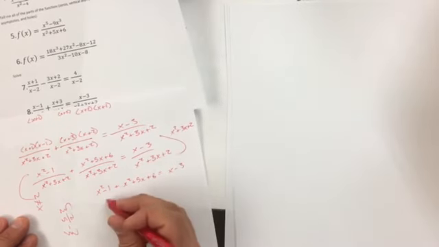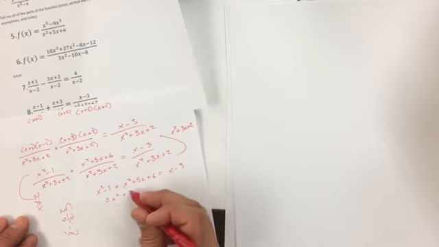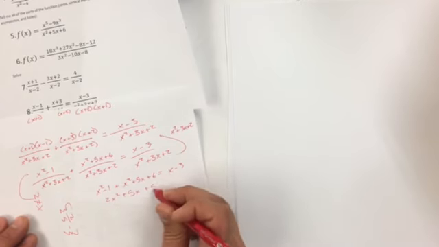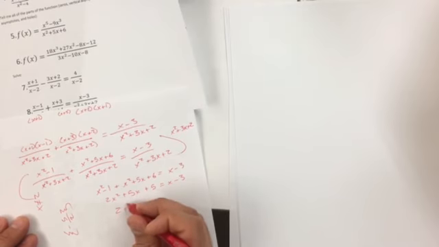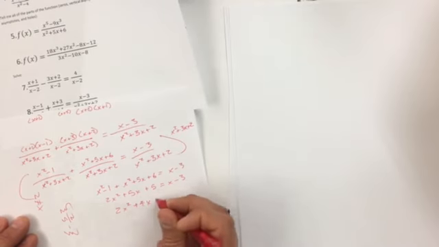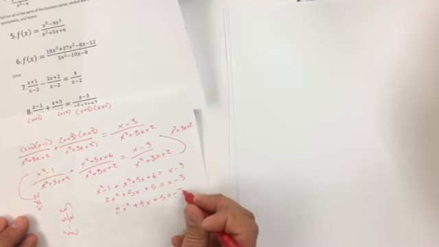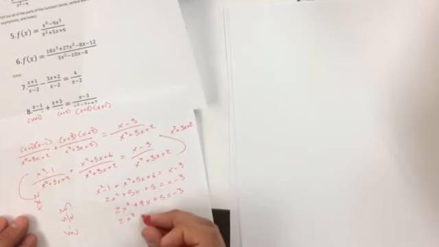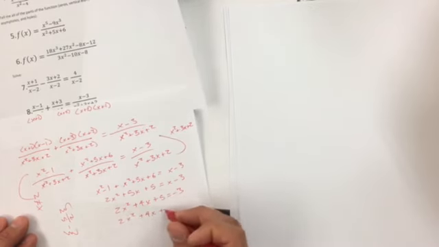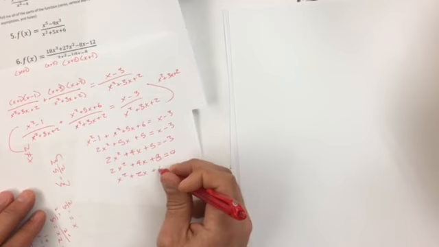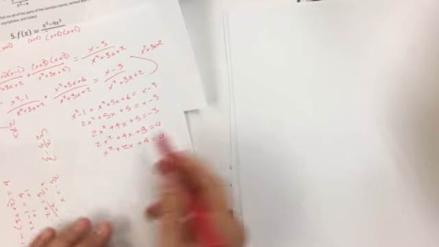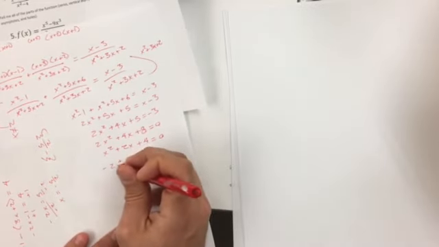Combine like terms, that gives me 2x squared plus 5x plus 5 equals x minus 3. Subtract the x, 2x squared plus 4x plus 5 equals negative 3. Add the 3, 2x squared plus 4x plus 8 equals 0. I'm going to multiply by 1/2. X squared plus 2x plus 4 equals 0. I can't factor this, so I'm going to use the quadratic formula.